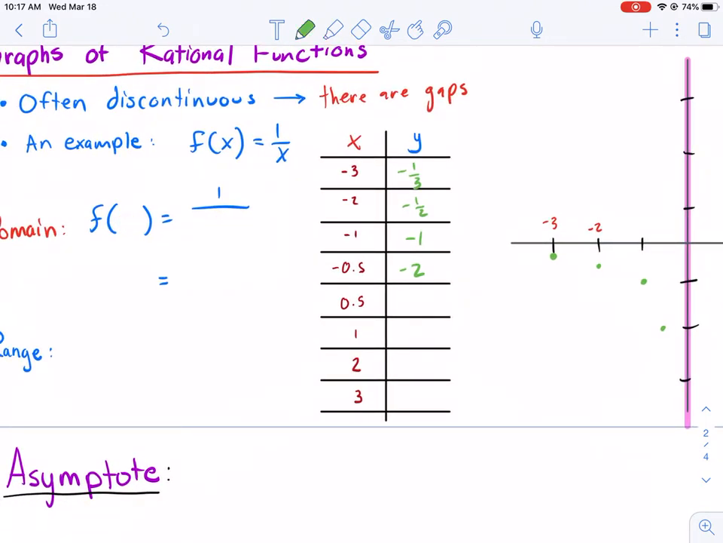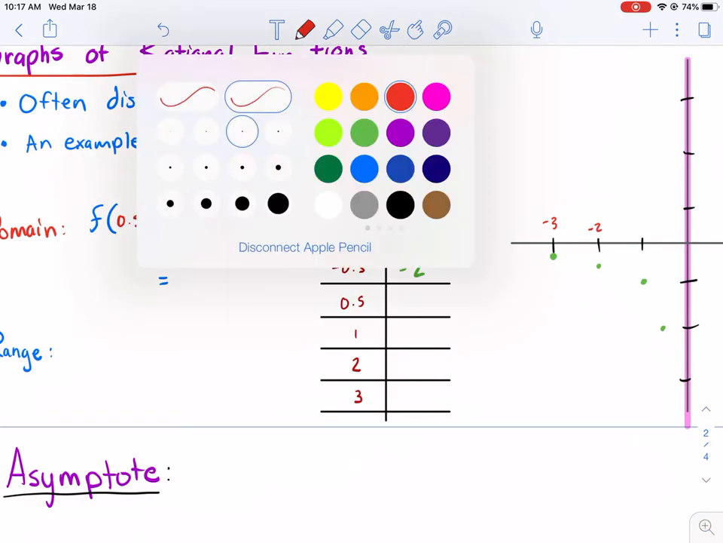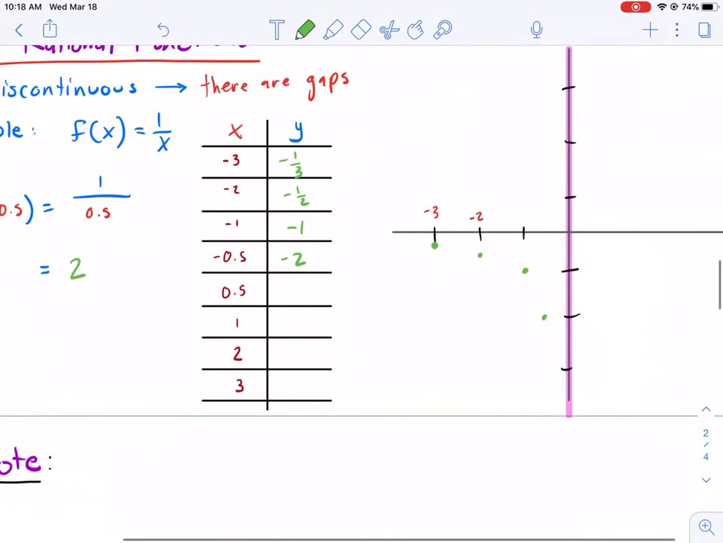Now I'm moving on to the positive 0.5. I'm going to do a couple just so you can get the idea. So as I put in +0.5, I get +2 for my y value.